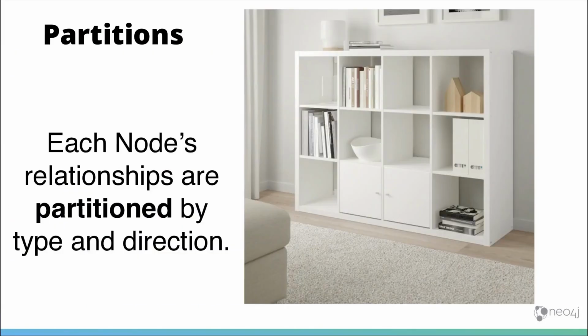The secret is partitions. Each node's relationships are partitioned by type and direction. This is really important because when you think about the databases you may have worked with in the past, you have these tables that get bigger and bigger, and these join tables that get bigger and bigger and bigger. But what if they didn't have to? What if you could partition every join table by the primary key of those join tables? And it was done for you automatically, for free. You didn't even have to think about it. It was done for you.